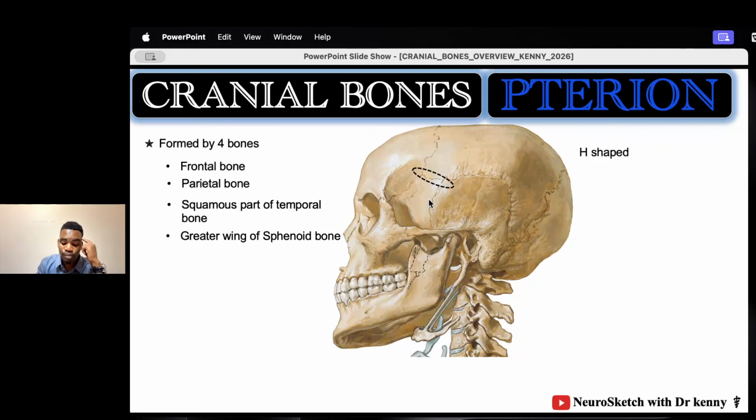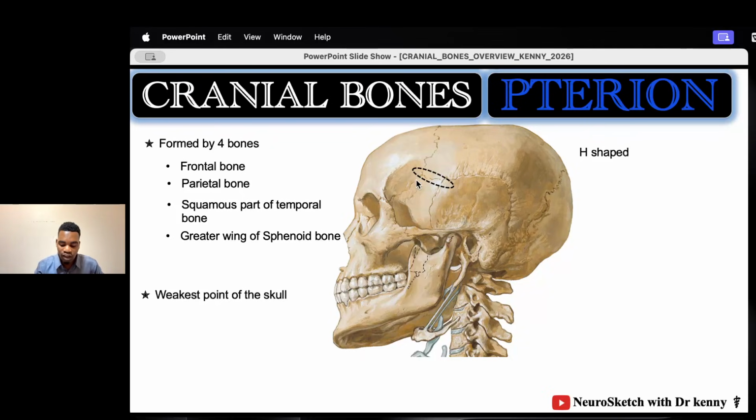Why is this region important? This is the weakest area of the skull, the weakest point of the skull, not the thinnest. Remember, not the thinnest, it is the weakest point. Why weakest? Because we have 4 bones which are meeting here, and they are forming a weak point. So it's easy to fracture the skull at this region.